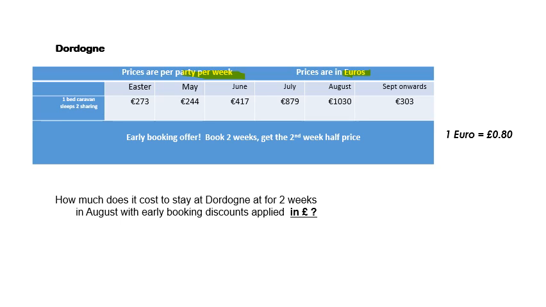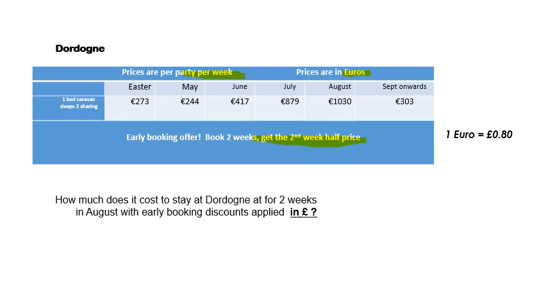Okay, and we can see it's obviously a simpler table. We've got Easter, May, June, July, August, September onwards, and the prices in euros. The other important bit of information is here that it says book 2 weeks, get the second week half price. Okay, and then the question underneath, now that we've looked at all the information, is how much does it cost to stay at Dordogne for 2 weeks in August with early booking discounts applied in pounds.